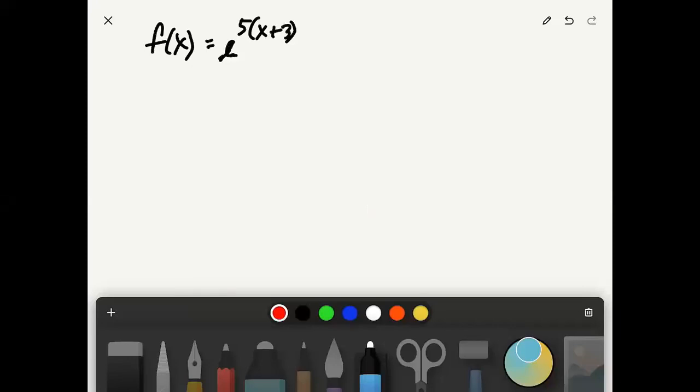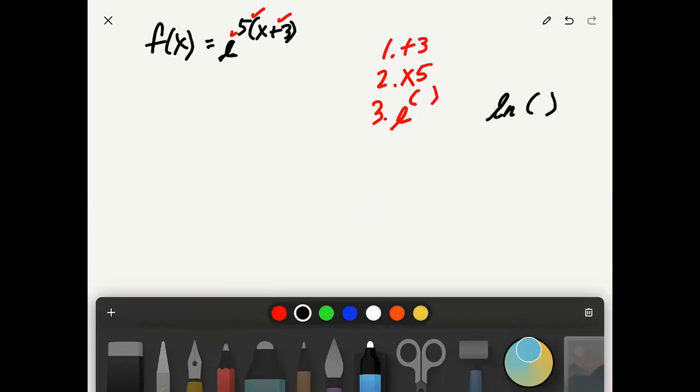So we're going to do PEMDAS. First thing that we're doing is what's inside the parentheses. So we're adding 3. Second thing, we're multiplying by 5. And then we're raising that all with a base of E. Now, for the inverses, we are basically going to take the natural log, and then we're going to divide by 5, and then we're going to subtract 3.